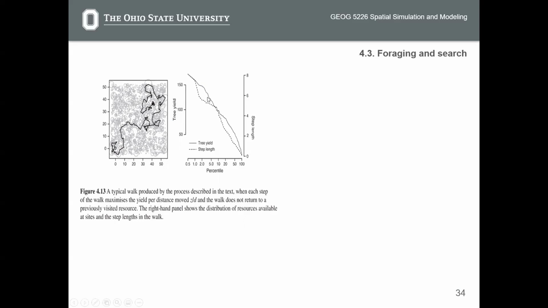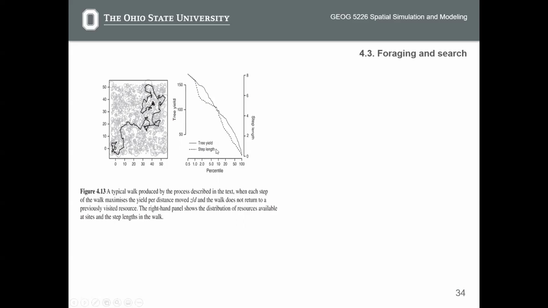On the right side, we have this panel showing the percentile distribution from 0.5 percentile to 100 percentile in terms of tree yield on the left side and step length on the right side. For this specific simulation, the amount of resources on each tree is drawn from an exponential distribution. On this panel, we have two curves. The solid one is for tree yield. The dashed curve is for step length.